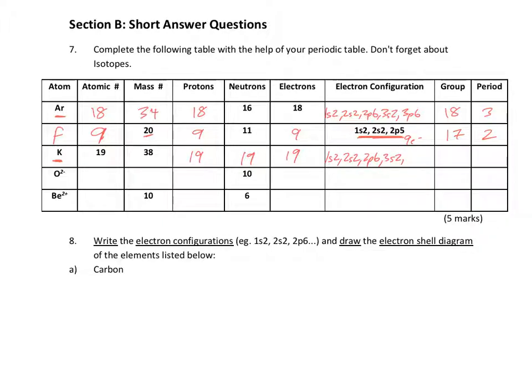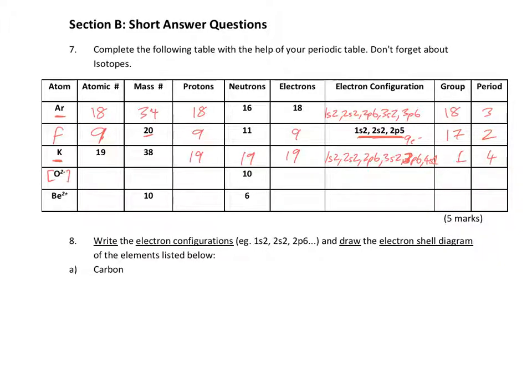3s2, that's 12. 3p, that's a 3. That's a 3, people. 3p6, that's 18. And then 4s1. It's not 3d. 3d isn't filled before 4s. So 4s1 to make up the 19 electrons. That is in group 1, period 4.